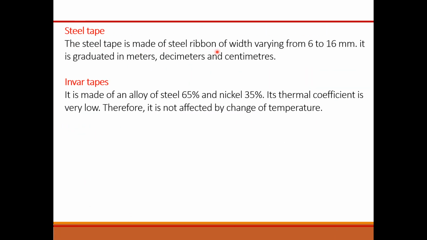Steel tape is made of steel ribbon with a varying width from 6 to 16 millimeters. It is graduated in meters, decimeters and centimeter units. Invar tape is made of an alloy of steel 65% and nickel 35%. Due to the use of the combination of these two metals as an alloy, its thermal coefficient is very low. Therefore, it is not affected by the change of temperature.